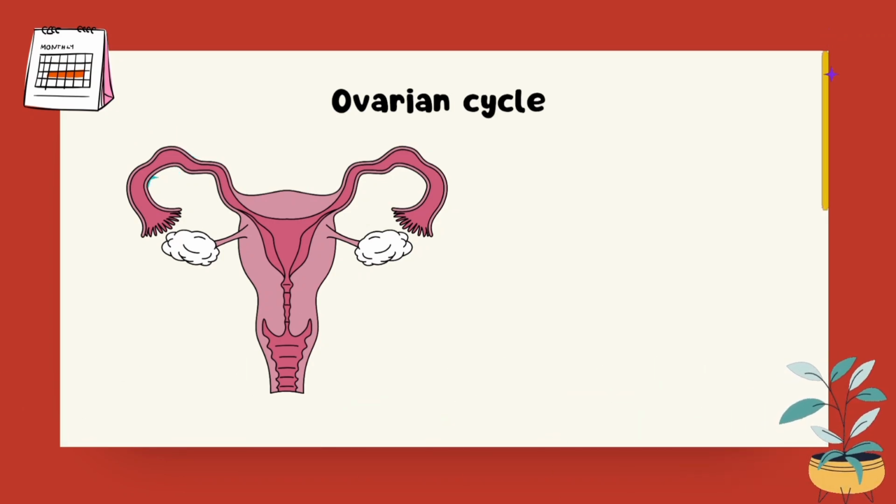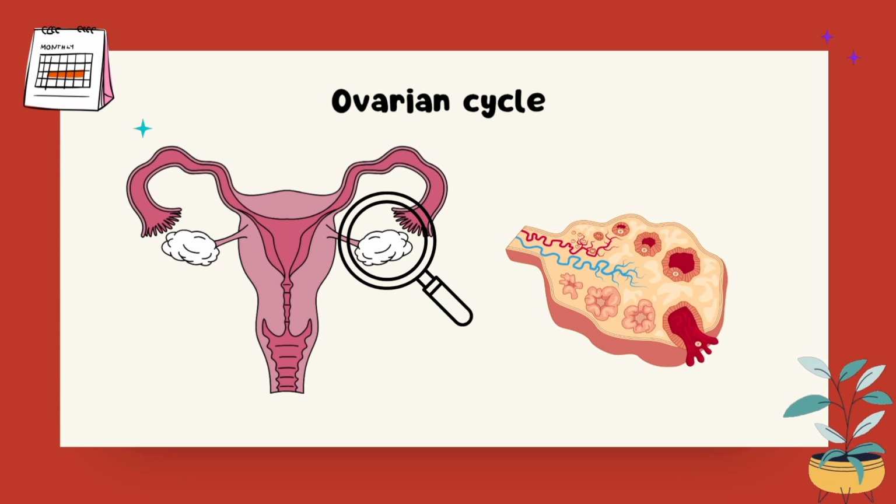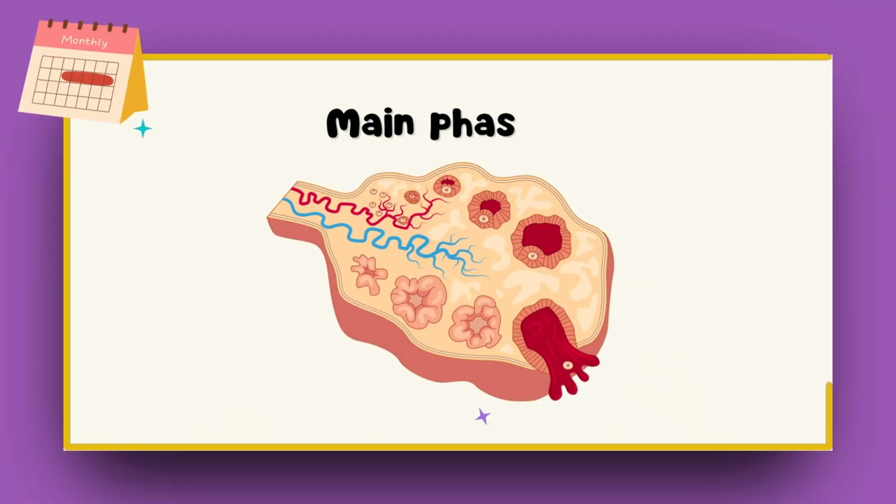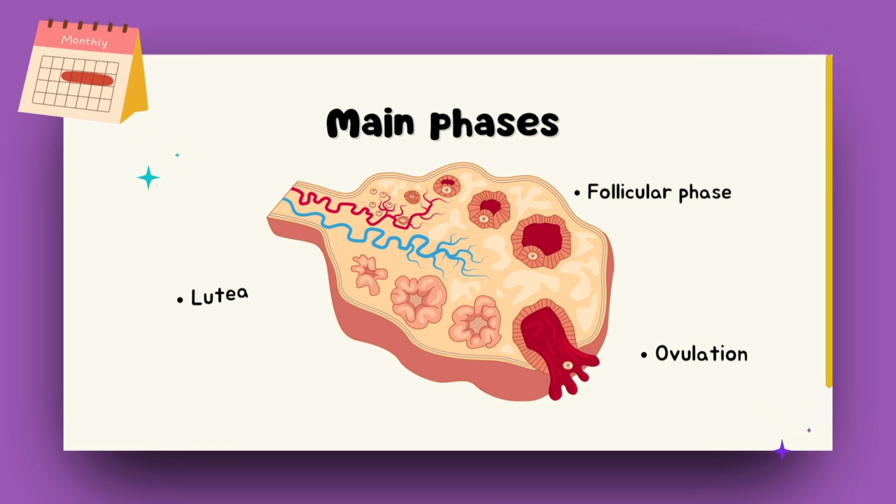The ovarian cycle isn't just about hormones. It's a story of changing anatomy in action. Let's explore how the body's structure transforms throughout the cycle. The ovarian cycle has three main phases: follicular phase, ovulation, and luteal phase.